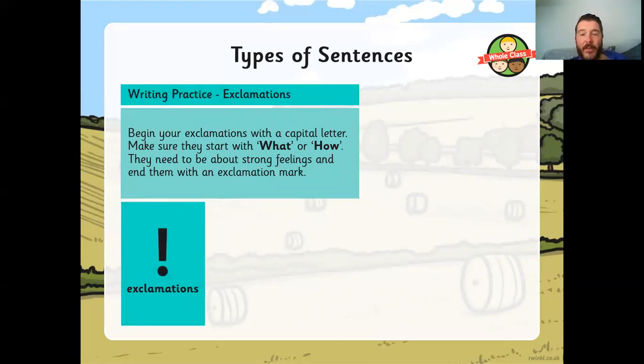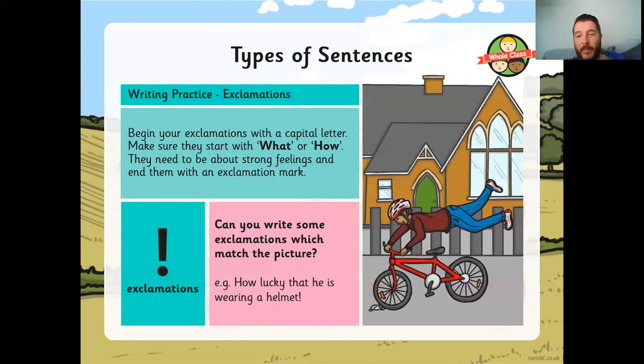So get your paper and your pencil again. Have a look at this picture of this boy on his bike doing amazing things. Can you write some exclamations which match the picture? So for example, how lucky that he's wearing a helmet. It could be, how fast the boy is going. What a lovely bike that is. Okay, so pause the video if you want to, write some exclamation sentences. Don't forget your exclamation mark at the end. And when you're ready, we'll move on.